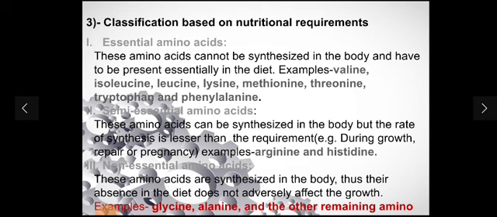Now you have the ones that are semi-essential. Semi-essential means the body produces them but not in the quantity that is required. The body produces them in little quantity, and some of these are arginine and histidine. Apart from the ones I've mentioned, every other one is a non-essential amino acid, something like glycine, alanine, and so on and so forth.